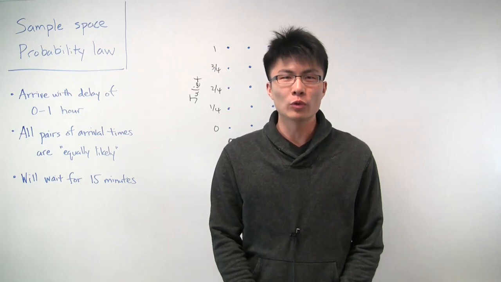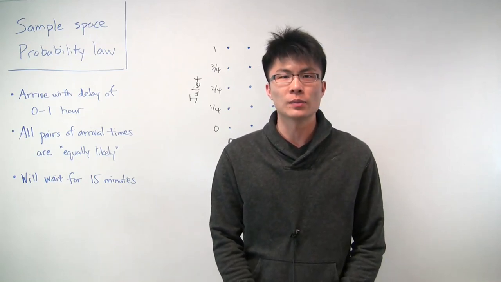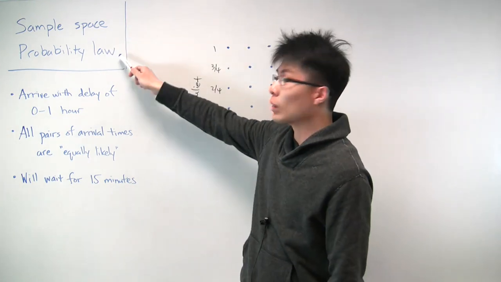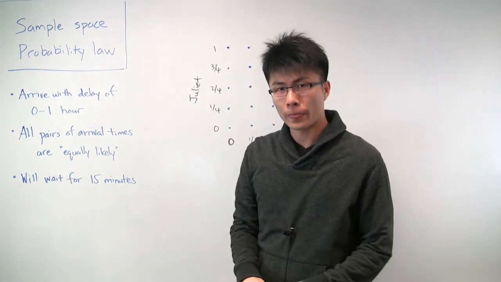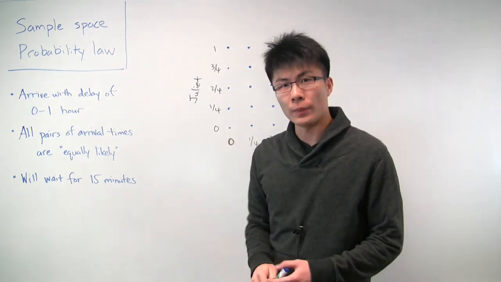In this problem, we'll be helping Romeo and Juliet meet up for a date, and in the process, also review some concepts in basic probability theory, including sample spaces and probability laws. The basic setup is that Romeo and Juliet are trying to meet up for a date.